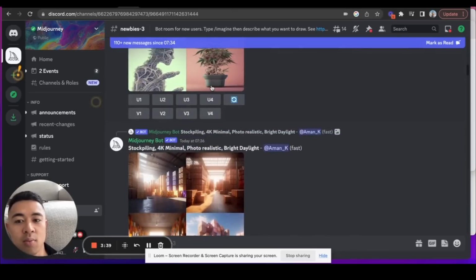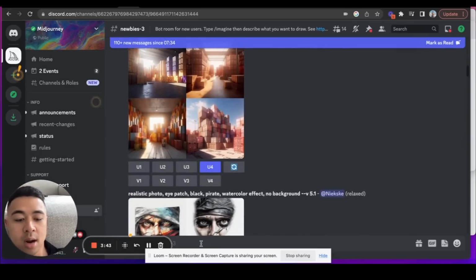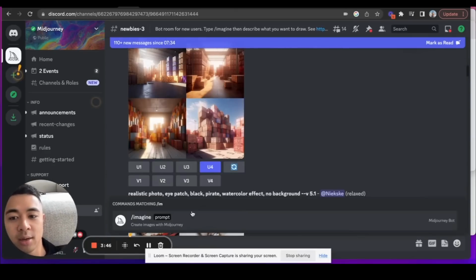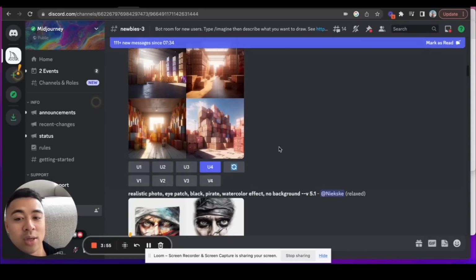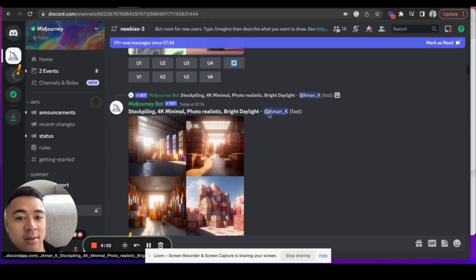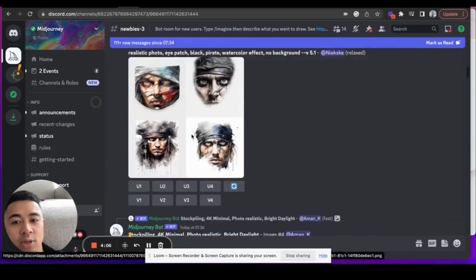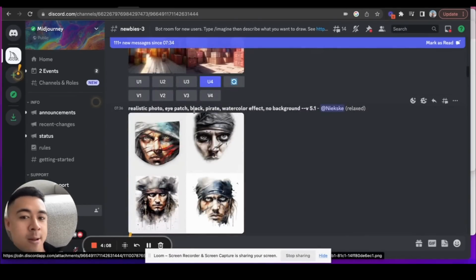Look at this. Someone is literally just typing it in on Midjourney. They're typing in, for example, imagine, right? Here is a prompt. What a prompt is, you essentially tell this AI robot to build you something, and within seconds, it'll create realistic things. Like, look at this. Imagine stockpiling 4K minimal photorealistic bright daylight. Look at this. That was generated by AI. Here's another one. A pirate. Realistic photo, eye patch, black, pirate, watercolor effect, no background.